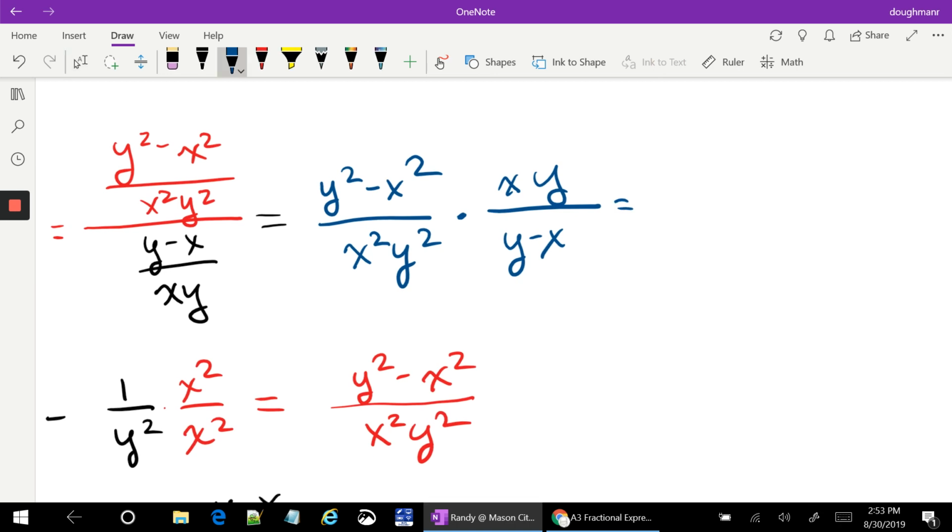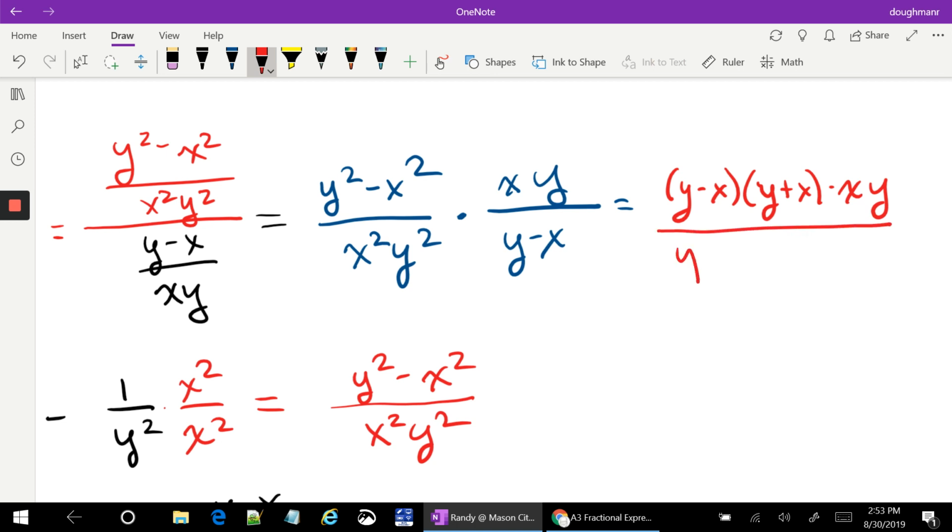One more thing. All right, now let's go back to what we've done before and let's start factoring. Y squared minus x squared, you can check my work, but it's y minus x times y plus x, times, I got that xy here. And now I've got y minus x, I'll just write it here, and an x squared y squared.